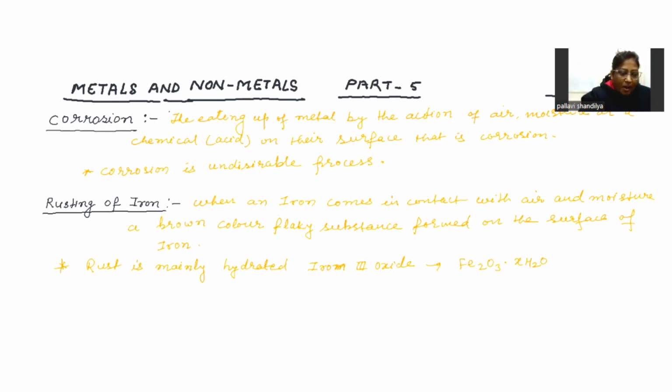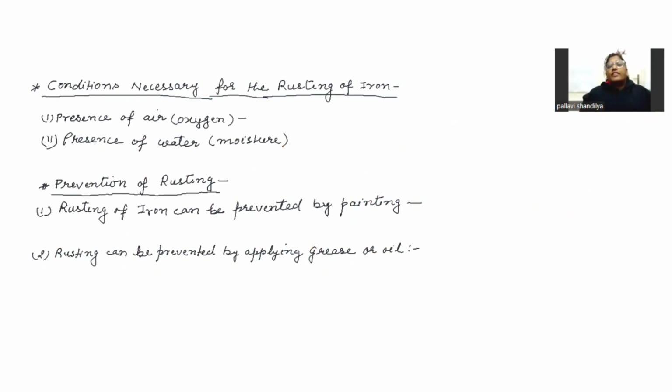Okay. So let's move forward and learn some more, and that is the conditions necessary for the rusting of iron. What conditions should be there? So, presence of air. Air means oxygen. When iron reacts with oxygen, rust forms on it. And what is the second thing? Presence of water. Water means water vapor, moisture should be there. These two things are necessary for rusting.